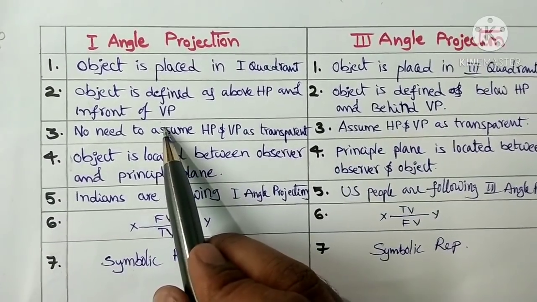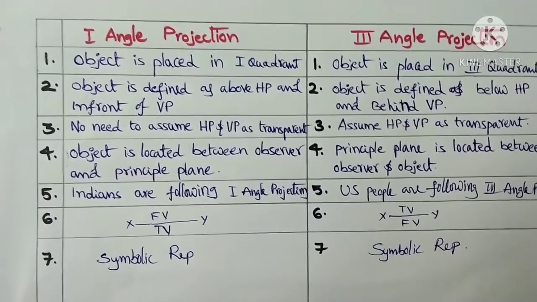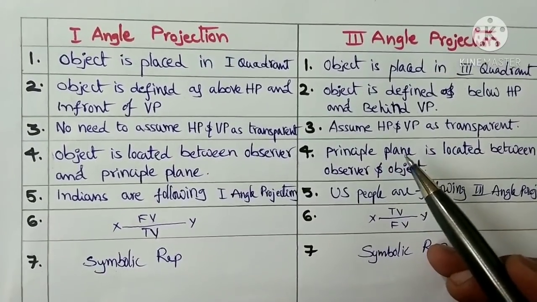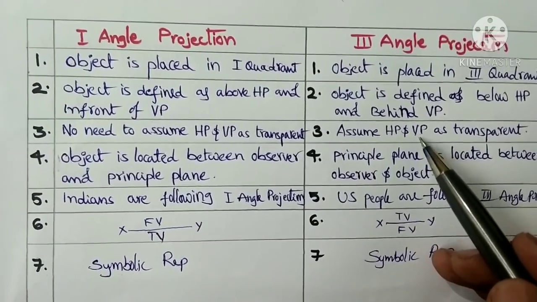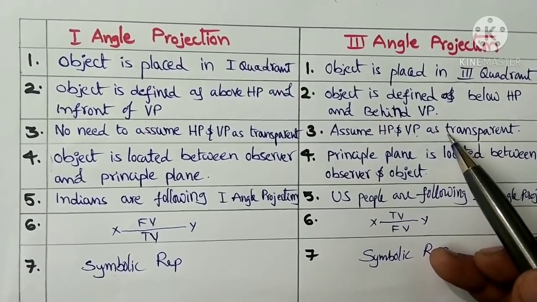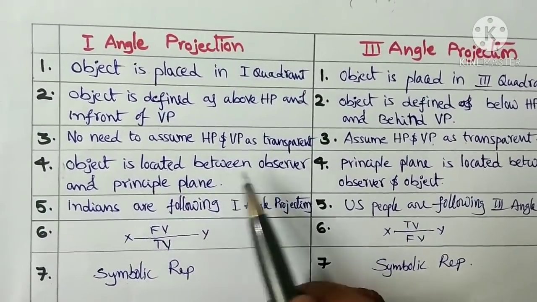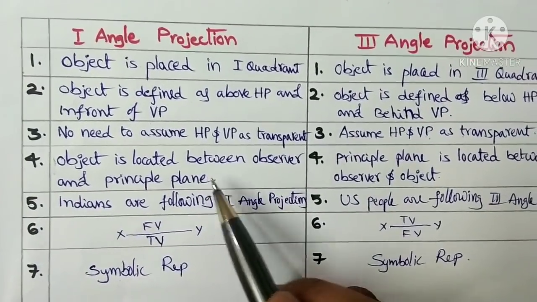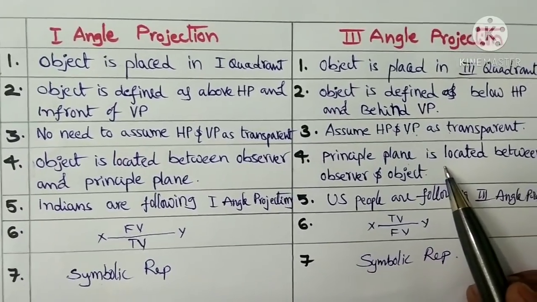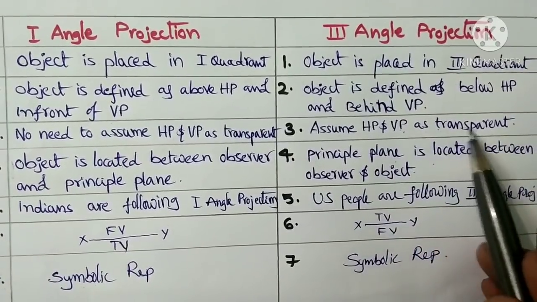And according to the first angle projection, there is no need to assume the horizontal plane and vertical plane as transparent, because we are able to see the object directly. And in the third angle projection, we must assume the horizontal plane and vertical plane as transparent, because the principal plane is located between the object and the observer. In the fourth point, in first angle projection the object is located between the observer and the principal plane. But in third angle projection, the principal plane is located between the observer and the object. That is why we should assume HP and VP as transparent.